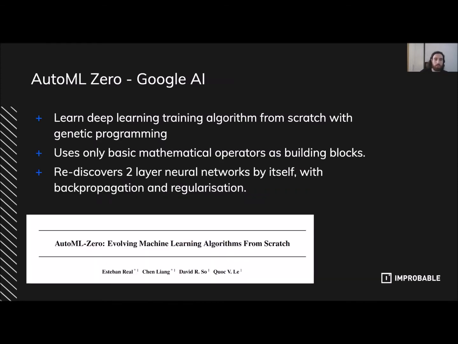This was really inspired by a paper called AutoML-Zero, which has nothing to do with agent-based models, but is a really ambitious application of genetic programming. It is actually learning deep learning algorithms from scratch. So not just learning the weights of a neural network, but learning the code which trains a neural network from scratch using only basic mathematical operators as building blocks. This is really fascinating because it rediscovers the concept of neural networks with two layers, and the concepts of backpropagation and regularization and things like that. So it's learning all of that from scratch by itself.